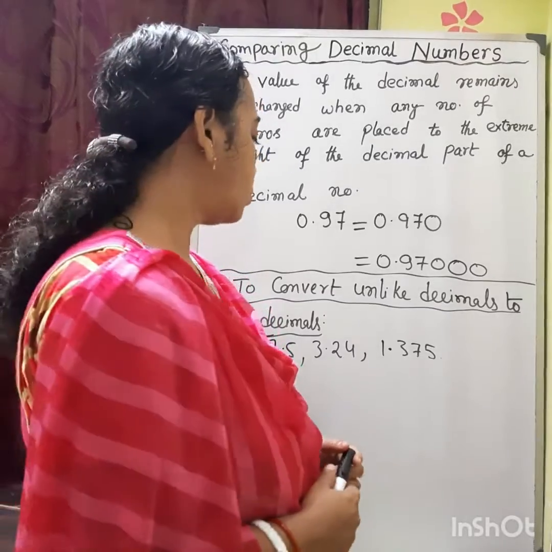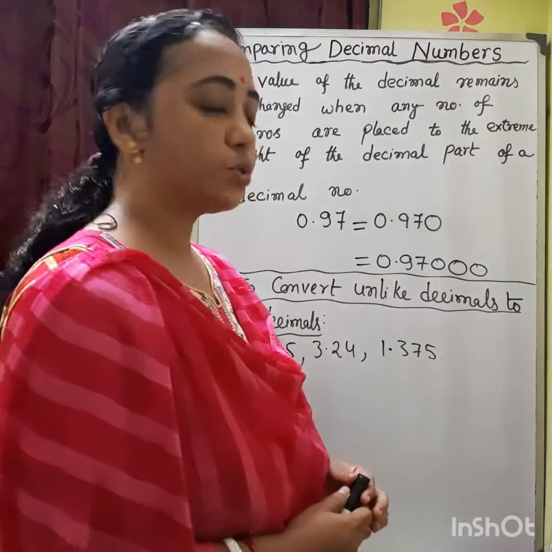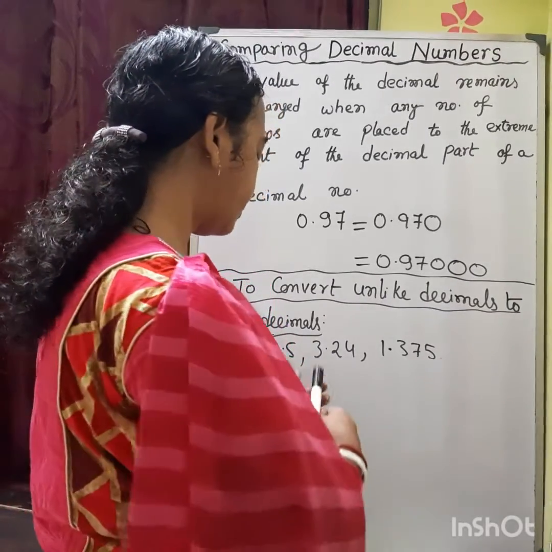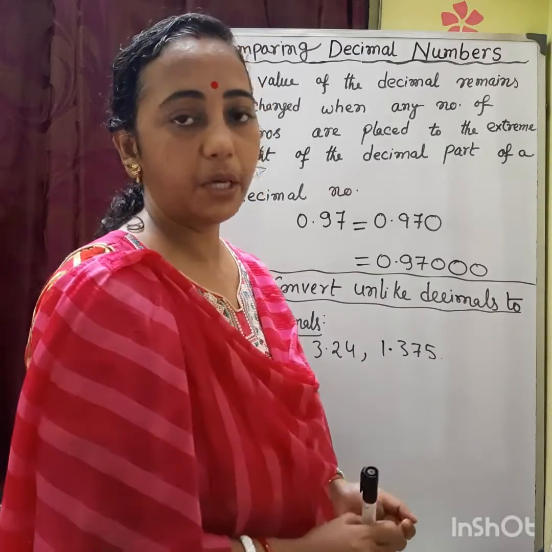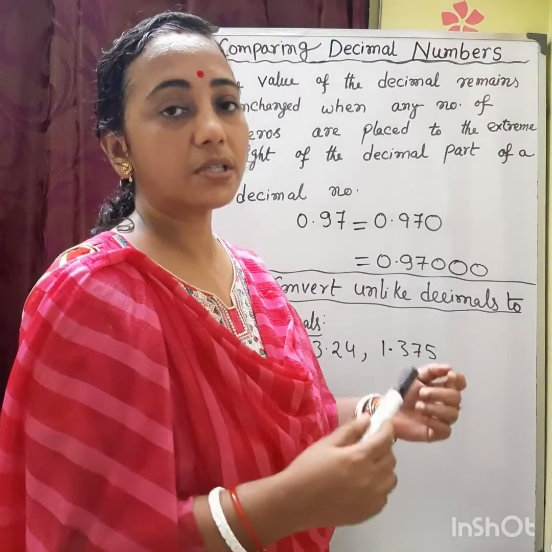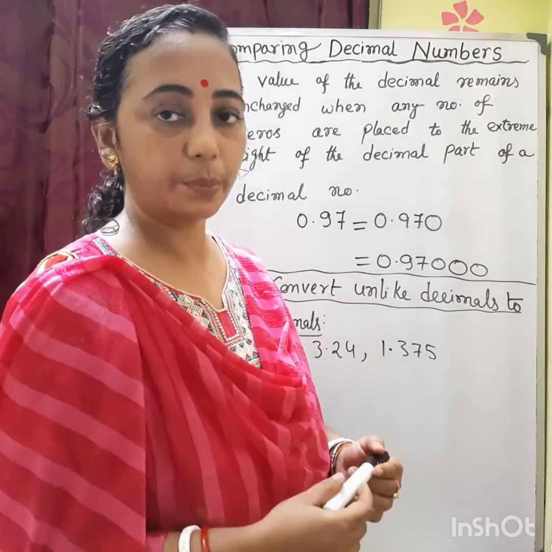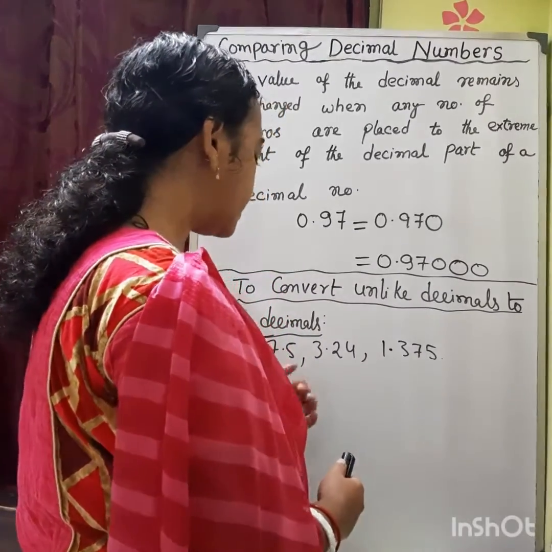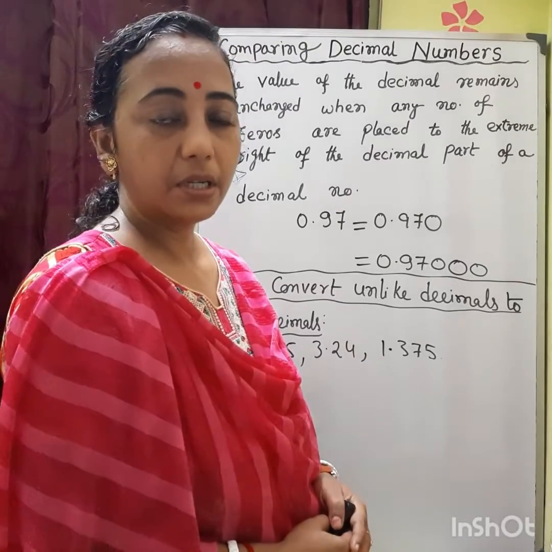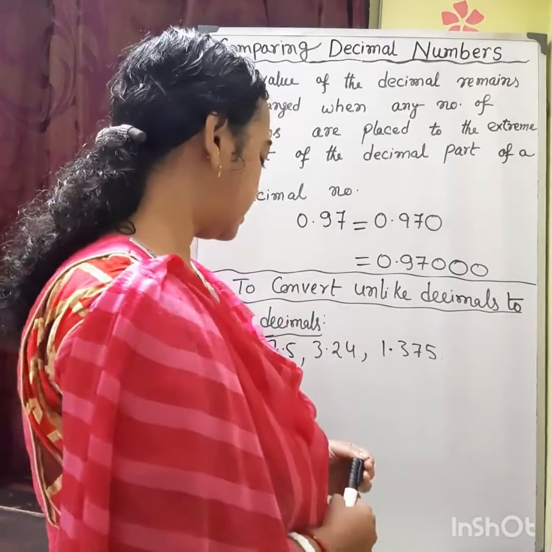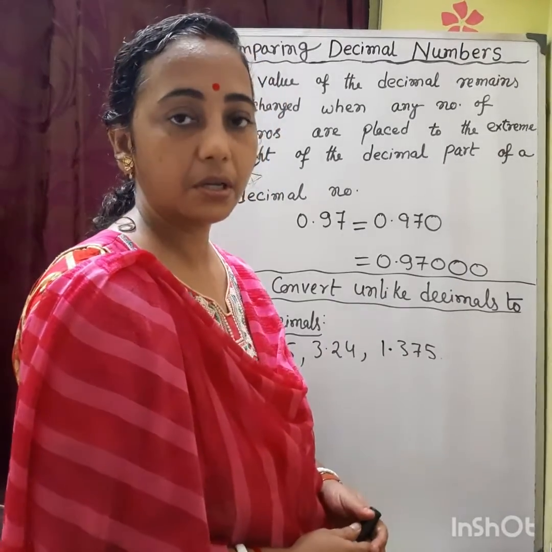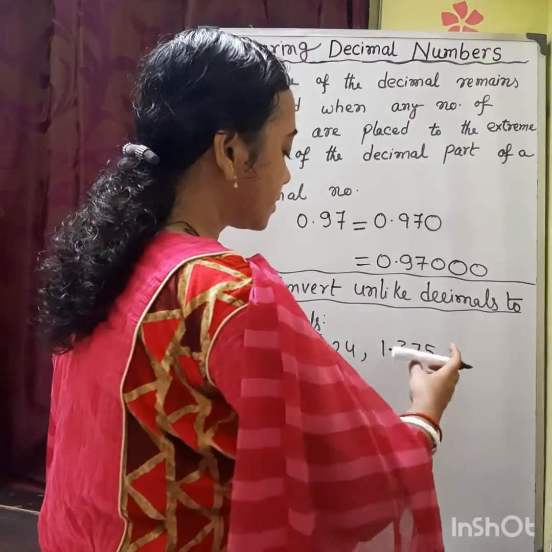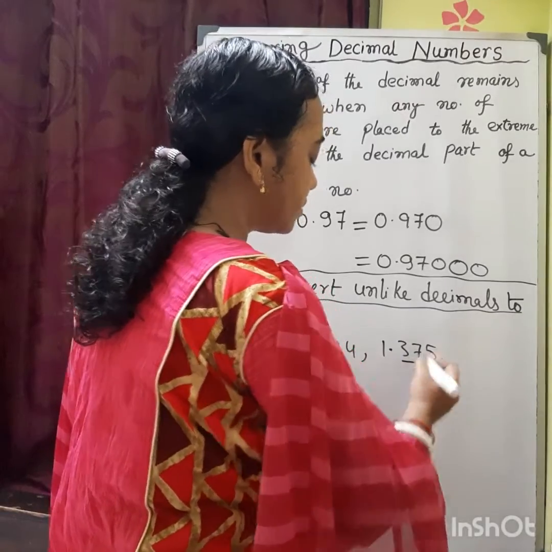Now let us see how to convert unlike decimals to like decimals. For example, 7.5, 3.24 and 1.375. These are unlike decimals because they have different numbers of decimal places. In the first case, after the decimal point, there is only 1 digit. In the second case, 2 digits. In the third case, 3 digits. So the maximum number of digits after the decimal point is here 3.